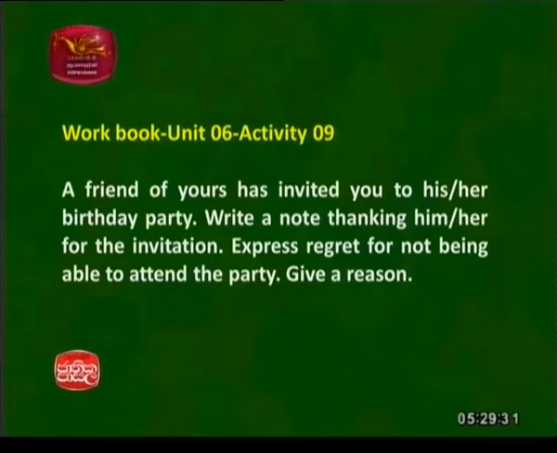Express regret for not being able to attend the party. You have to give a reason as well. Now earlier one, you accept the invitation, but here you have to decline. You can't come to the birthday party, but if there's an invitation, definitely you have to thank the person for the invitation.